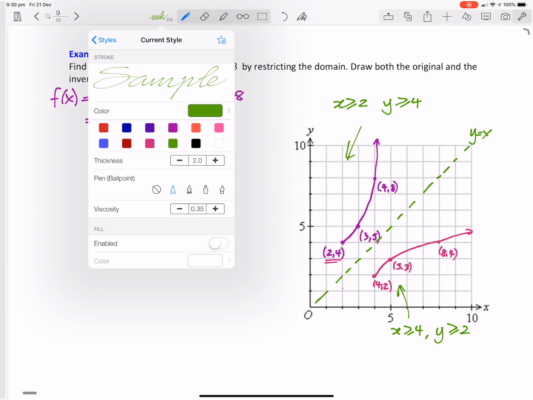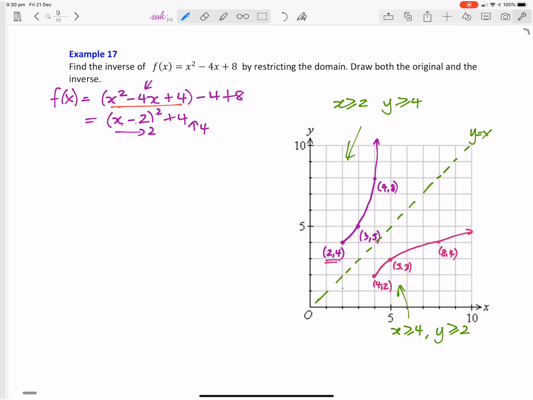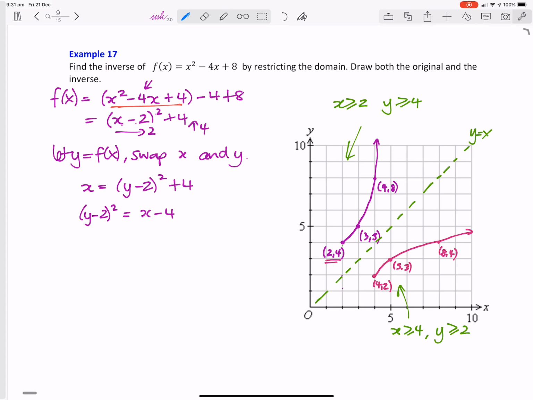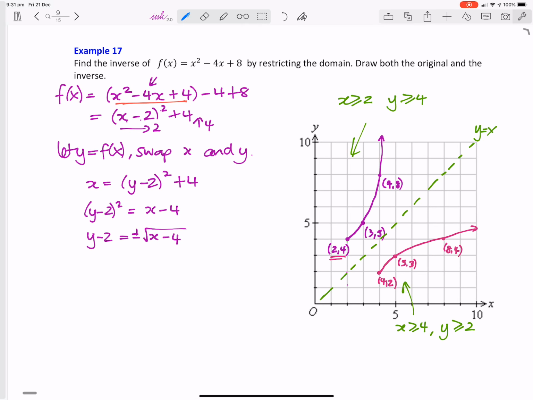Okay, so let's use this to find out what the inverse function is. So you can say let y equal f of x, swap x and y. So if we swap x and y, we get x is equal to y minus 2 squared plus 4. We get y minus 2 squared is equal to x minus 4. Y minus 2 is equal to plus or minus the square root of x minus 4.